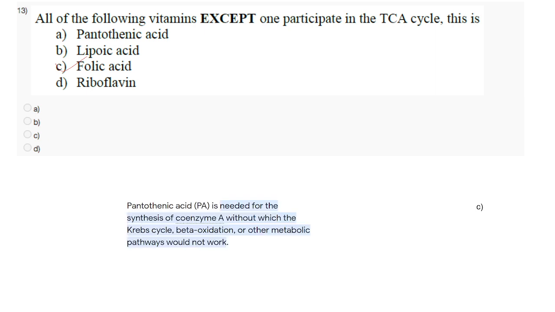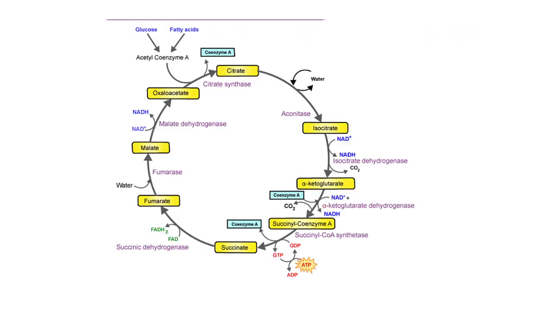So this pantothenic acid is needed for the synthesis of coenzyme A, without which beta oxidation and other metabolism pathways will not work. So this pantothenic acid is required. So you can see here.